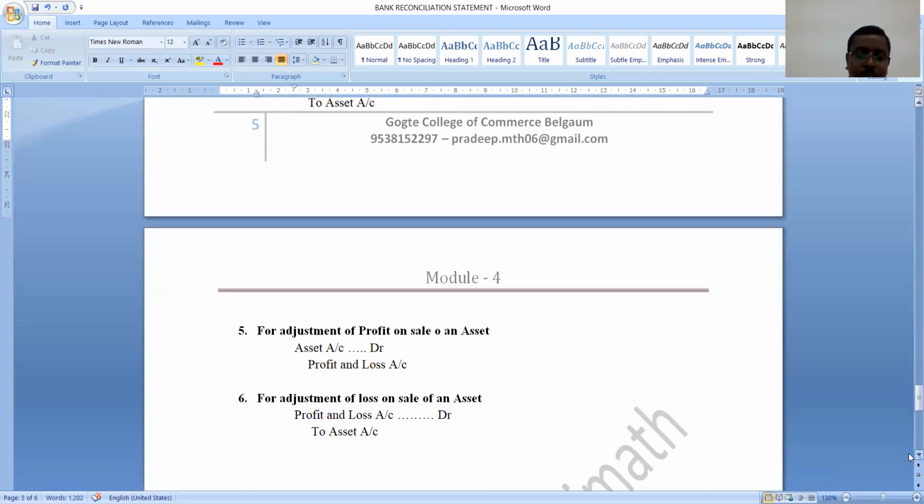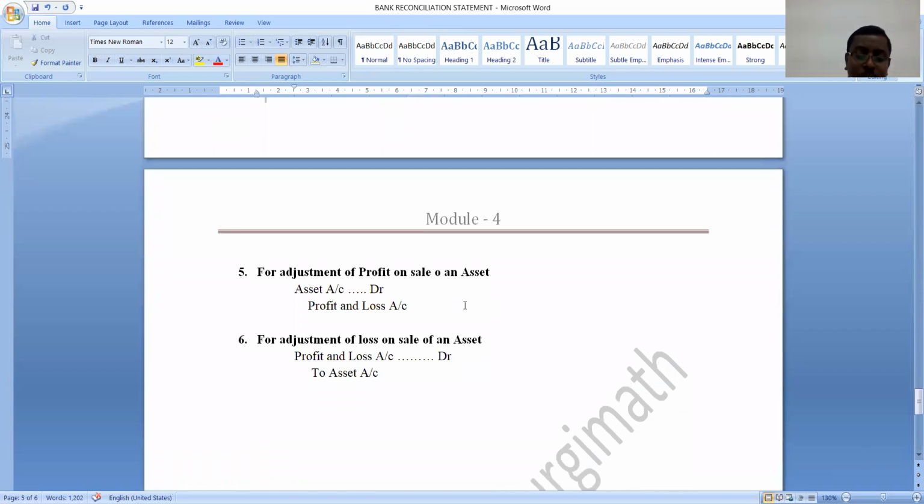Then the next one, for adjustment of profit or loss on sale of asset, we need to pass journal entries like this. For adjustment of profit on sale of asset, the journal entry is asset account debited to profit and loss account. For adjustment of loss on sale of asset, the journal entry is profit and loss account debited to asset account. No need to bother much about the fourth, fifth, and sixth journal entries.